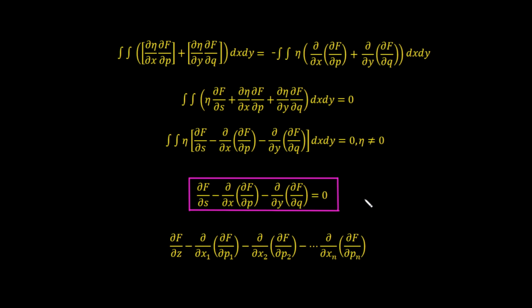But what we're really interested in the final part of this video is this equation here. So this is our Euler-Lagrange equation, our equivalent Euler-Lagrange equation for a functional of two independent variables, x and y.